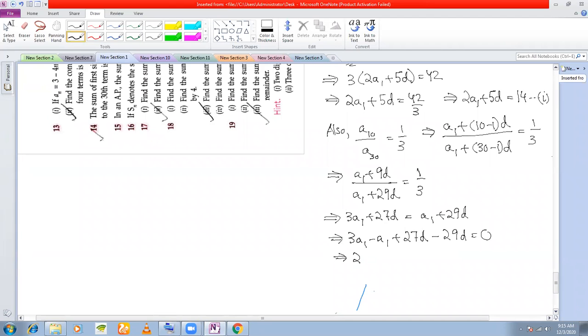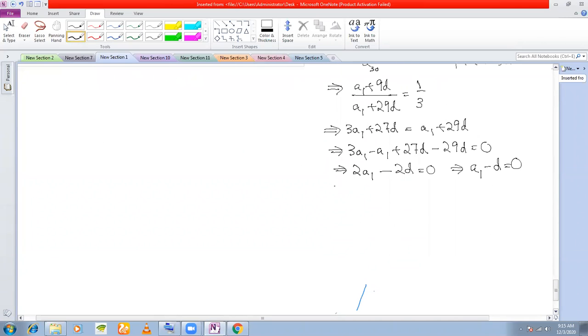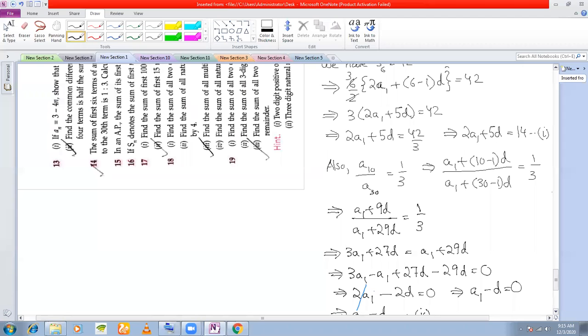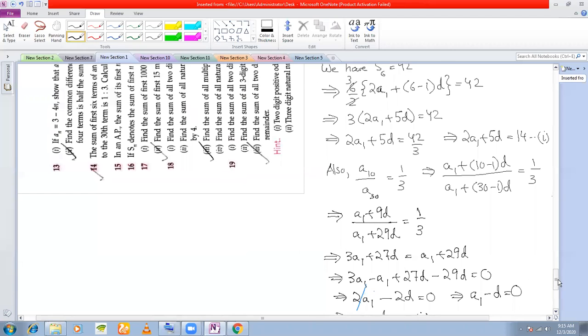So you get twice A1 minus 2D is equal to 0. That means you get A1 minus D is equal to 0, right? Or A1 is equal to D. Call this your second equation. So how to solve 1 and 2? Replace A1 by D in 1.